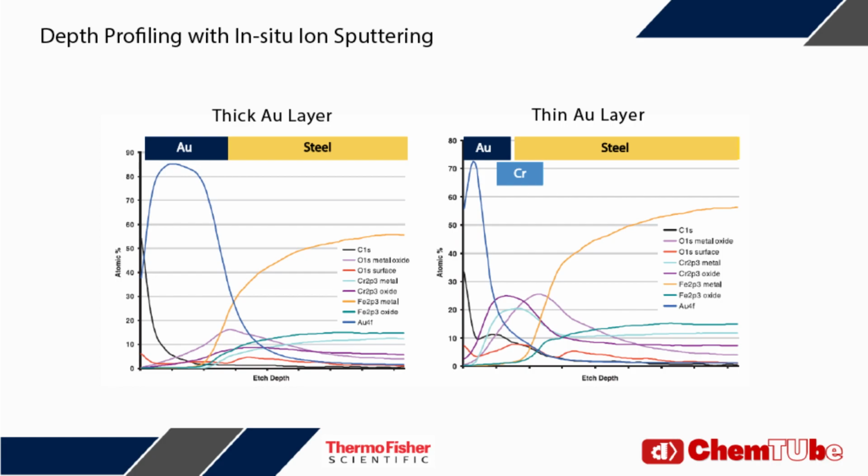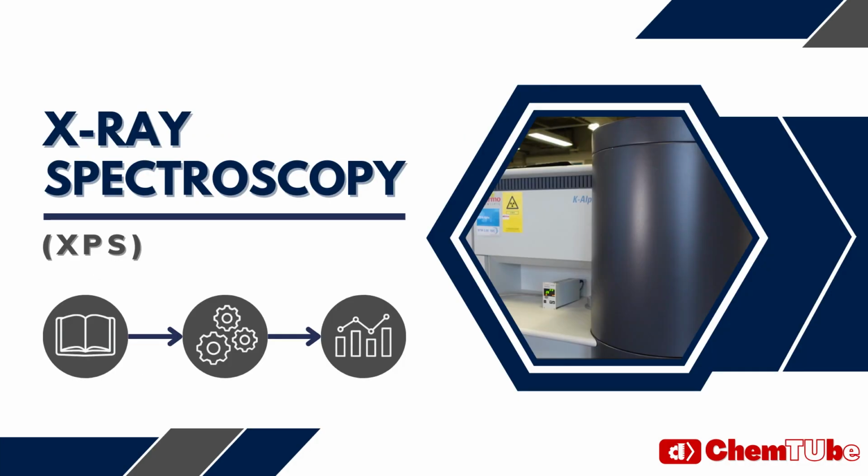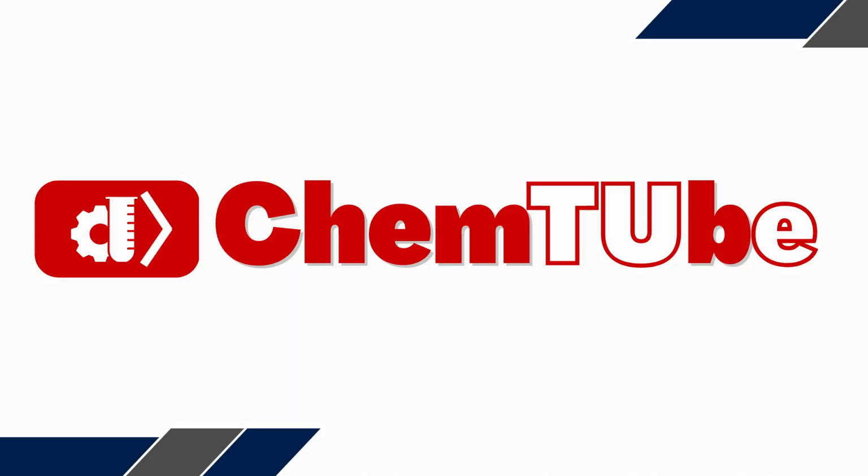When a thicker layer of gold is coated, no chromium is observed in the depth profile graph. Here, XPS depth profiling is successfully used to determine the optimum thickness required for the gold layer to prevent poisoning of the catalyst in a fuel cell. Overall, XPS is a powerful technique for studying the surface chemistry and electronic structure of materials. Its non-destructive nature and high sensitivity make it a valuable tool for a wide range of applications in material science and engineering. This concludes the video on XPS.